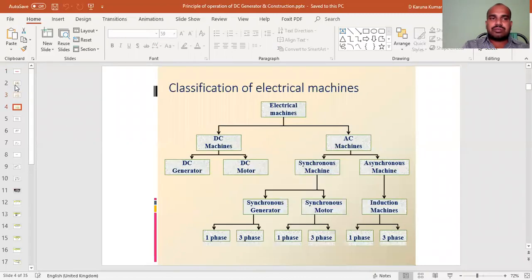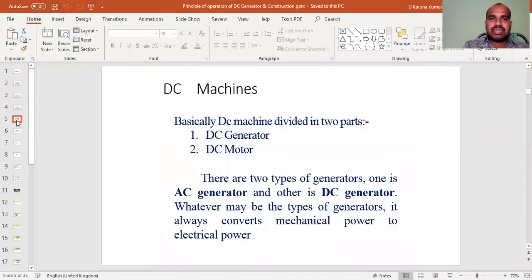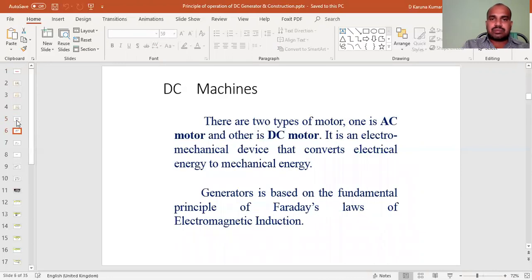Now, first of all, what are DC machines? Basically, DC machines are divided into two parts: DC generators and DC motors. Generators are again divided into two types, AC generators and DC generators. A generator converts mechanical power to electrical power, that is, mechanical energy to electrical energy. The machine that converts mechanical energy to electrical energy is called a generator.